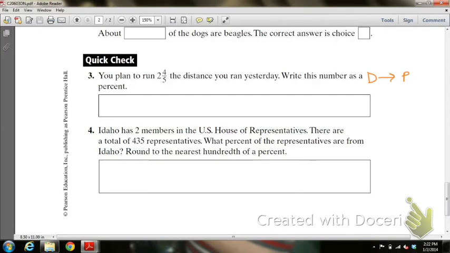Idaho has 2 members in the U.S. House of Representatives, and there are a total, so this already is your total. What percent of the representatives are from Idaho? So you're going to set up a fraction and then turn it into a percent. Okay, so you're going to go from a fraction to a decimal to a percent in this one. So model those after examples 3 and 4. Work those quick checks, and we'll check your work in class.